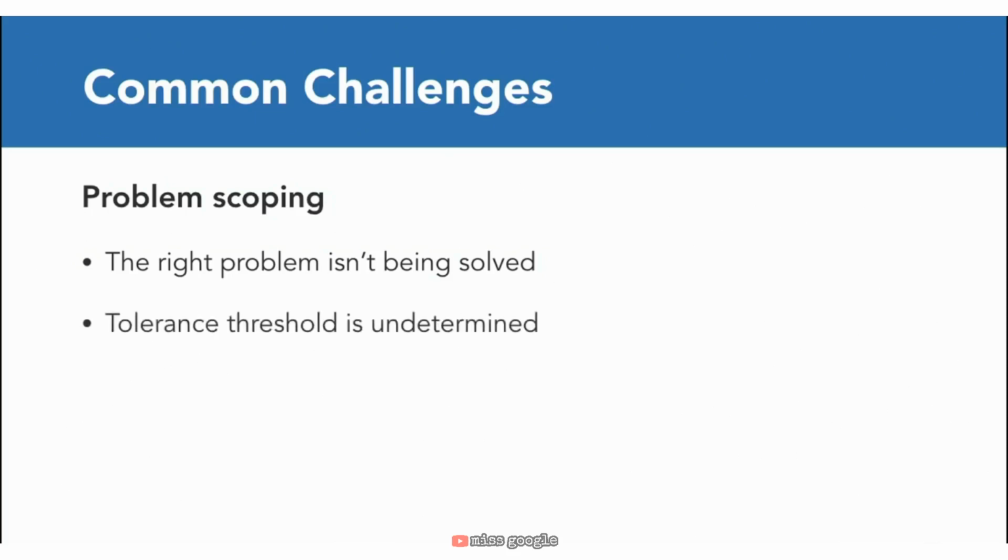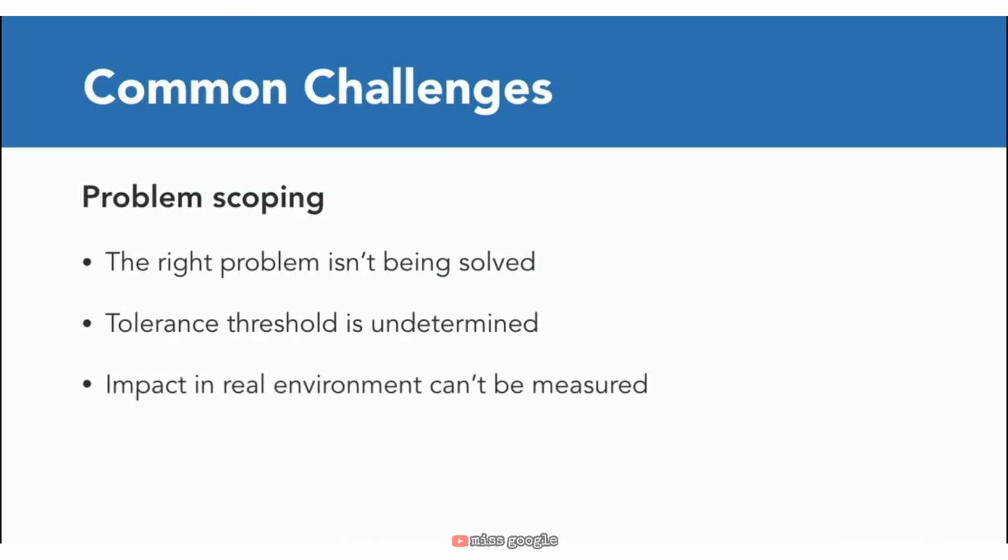And then secondly, maybe the tolerance threshold is undetermined. So recall we talked about this back in Lesson 2. If you don't quite understand the impact on the business, then you can't translate it into what an acceptable level of accuracy is for the model. So maybe your break-even point where you start to achieve the desired business outcome is 70% accuracy. Maybe it's 80%. Maybe it's 98%. This is critical to understand before you can even consider deploying a model.